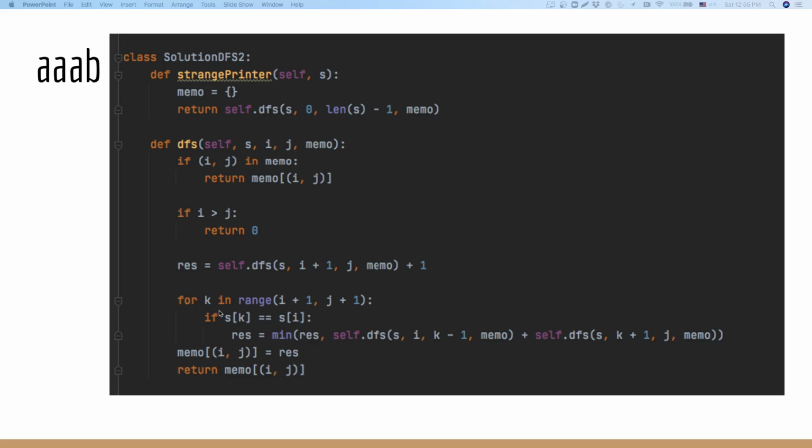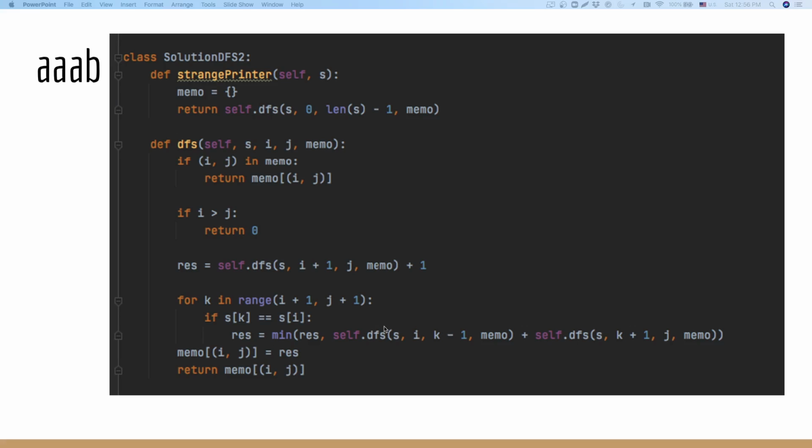And we are looping through from I plus 1 all the way to j. J plus 1 is not inclusive, it's exclusive. So that's why we are going all the way to j. We are comparing each character to a.